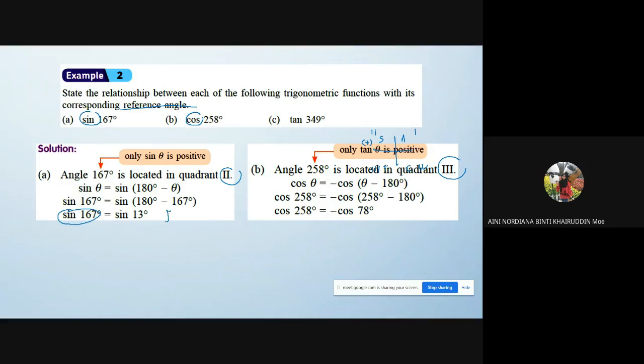So ini 1, ini pun 1. Tapi dekat quadrant 1 kena letak negatif, baru nilai dia sama. Sebab kalau you tekan cos 258 degree, you akan dapat negatif, sebab quadrant 3 tangent yang positif. So cos akan dapat negatif. So nak dapatkan dekat quadrant 1, kena tambah negatif. Baru dua-dua jadi negatif.